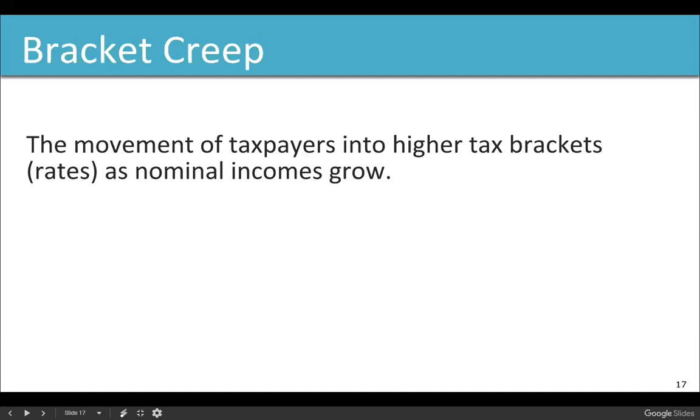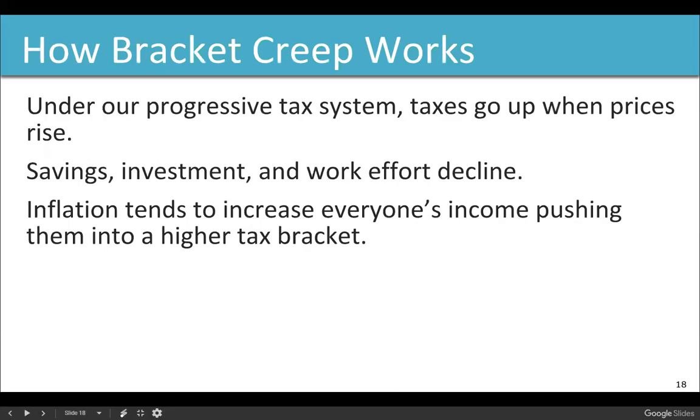So for you OCD people, this slide sort of explains that there is a progressive tax system. Taxes go up when income goes up. Savings, investment, and work effort might actually go down, because Jenny might be sitting there saying, well, if I work more, I'm going to go in the next tax bracket, so let me call in sick so I make sure I don't go over $15,000, so then I get all the money from the government. Right. Do you play a game of limbo with that $14,999?